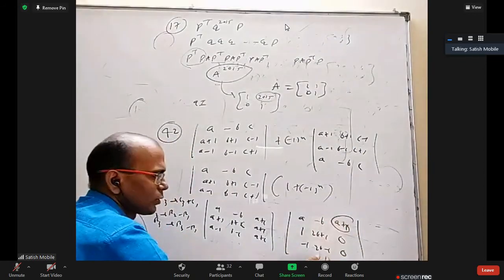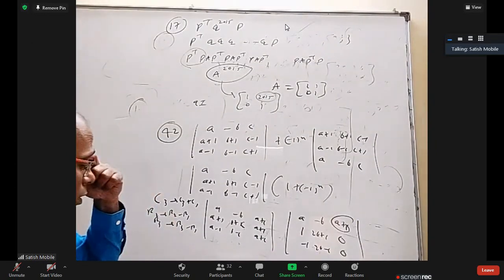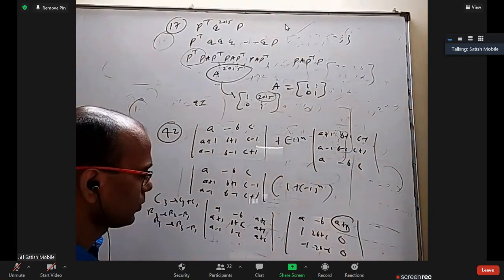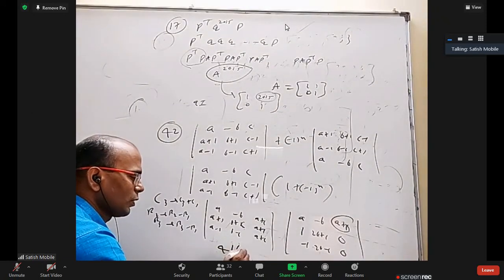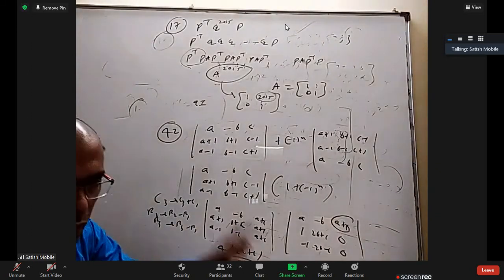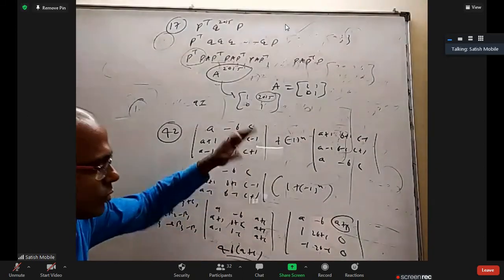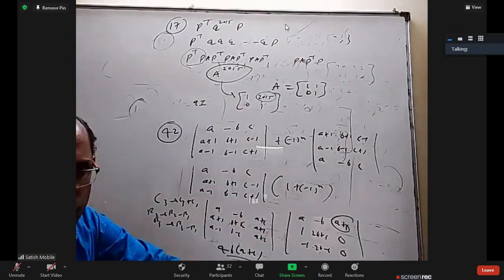I'll get A plus C into this: 2B minus C minus 2B plus 2B plus C. 2B minus C plus 2B, 4B. I'm getting that as 4B into A plus C. But in the question they said B into A plus C is not equal to 0. This cannot be 0. So n has to be an odd integer so that these two cancel out.